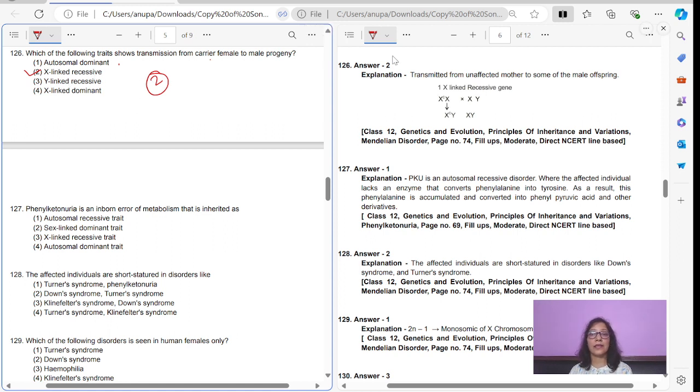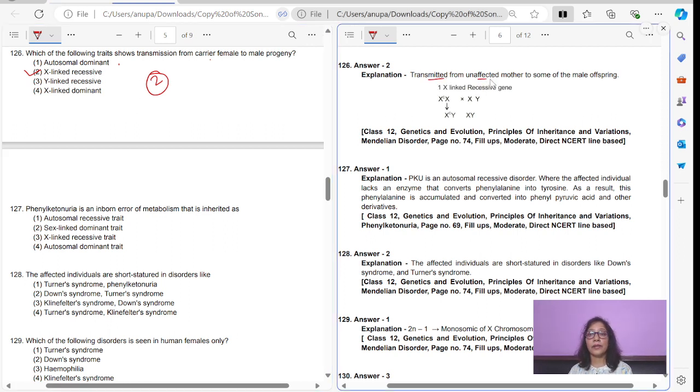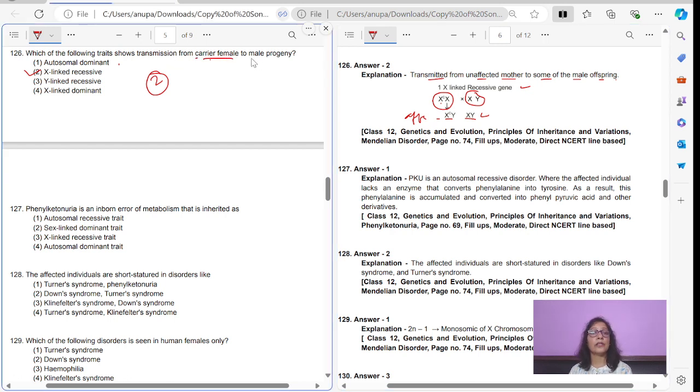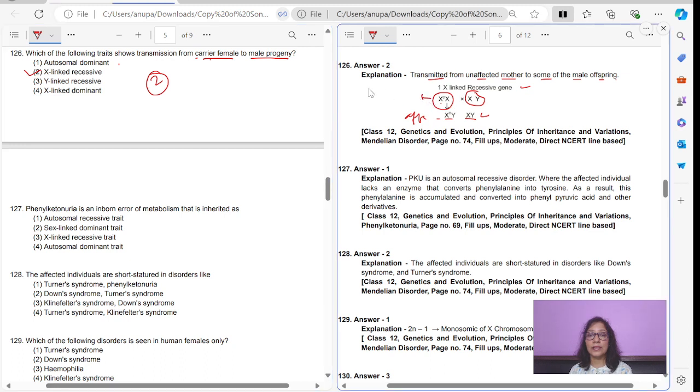Because in X-linked recessive, the trait is transmitted from an unaffected mother to the male offspring. That is X-linked recessive gene. Here you can see the mother is a carrier. She is not affected and the father is normal. And one of the males is normal whereas the other one is affected. And the question is which of the following traits shows transmission from carrier female to male progeny? Here you can see this is a carrier female and the disease has been transmitted to the male progeny. So the answer will be X-linked recessive.